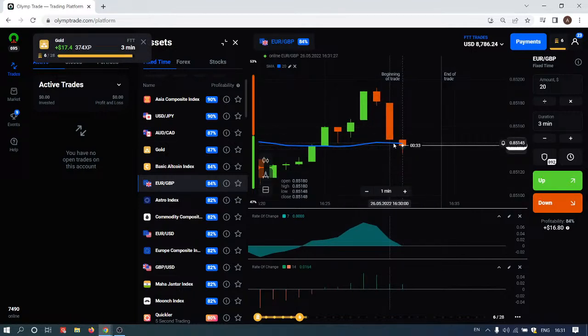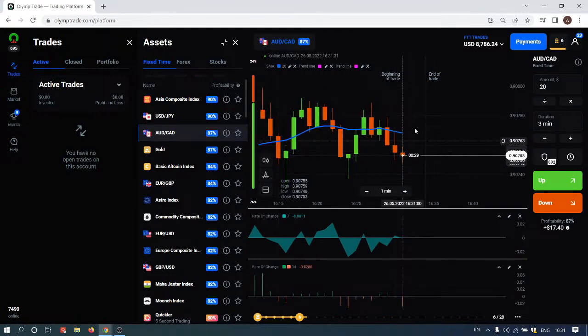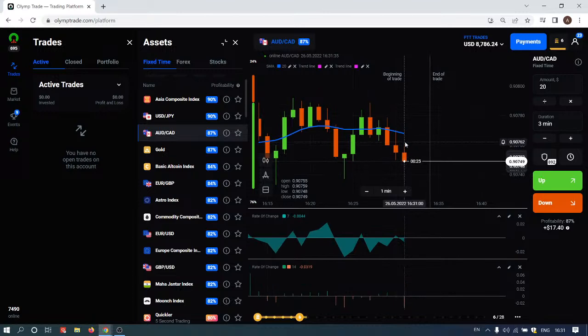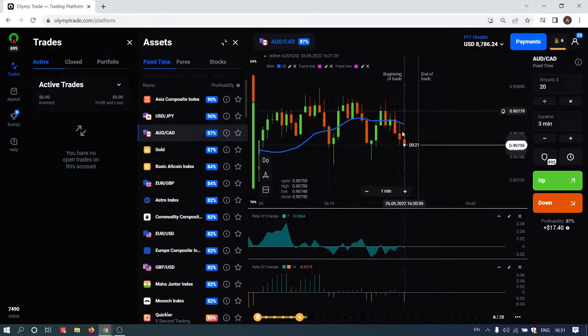Now the situation is very similar to this. Now Outcut is more clear. Now we are really aiming for a down trade here. So I'm thinking of opening a trade down.